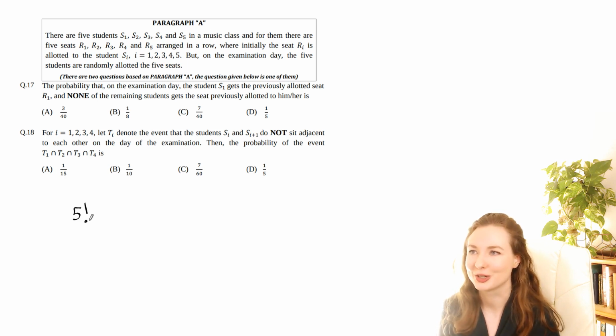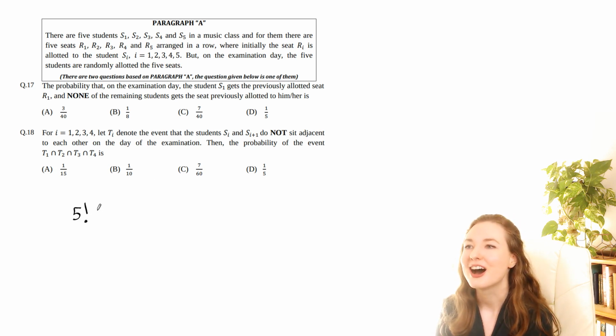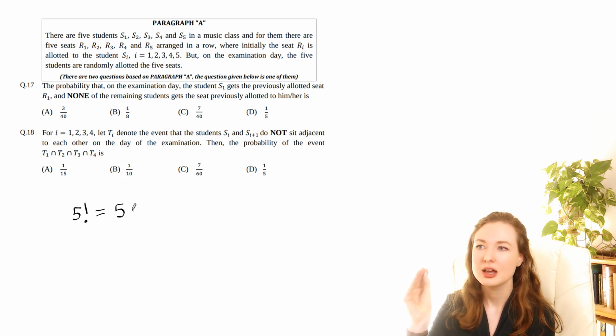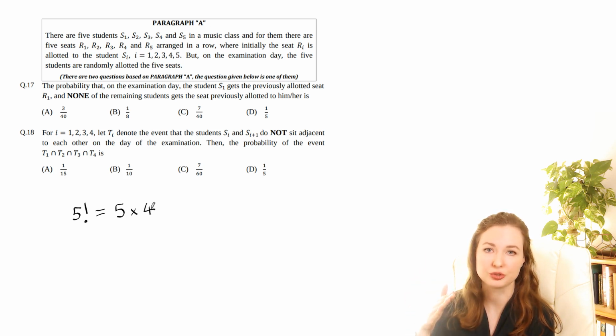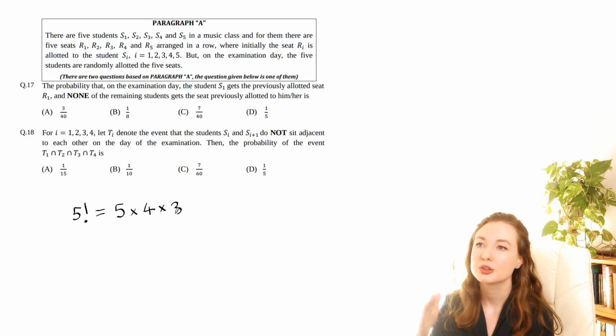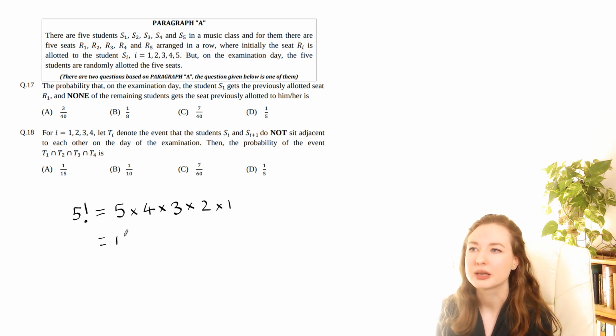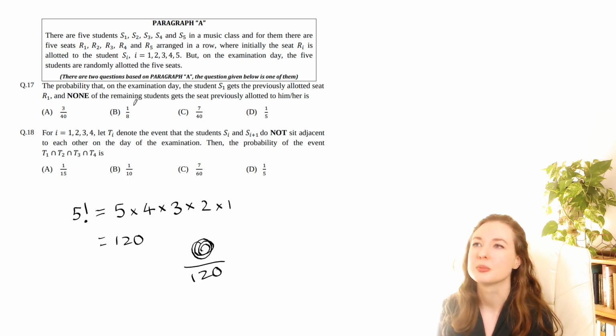Now if you're new to combinatorics and you don't know what I'm talking about, you would get that by thinking of it like there's 5 choices for who goes in the first seat, then 4 remaining students to choose from for the next seat, then 3 for the next seat, then 2 choices, and then 1 choice. We call that 5 factorial, with an exclamation mark after it. You can work out what that would be. That makes 120. So we're going to have some number over 120.